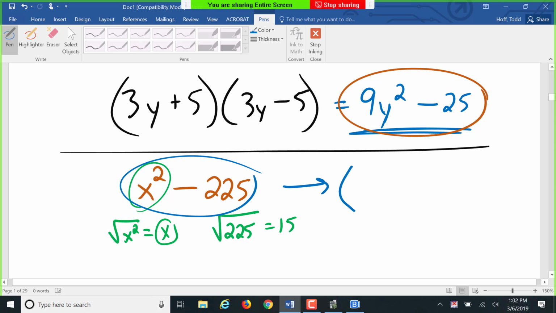And it's going to factor into that first square root was x plus the second square root is 15. So x plus 15 times x minus 15.